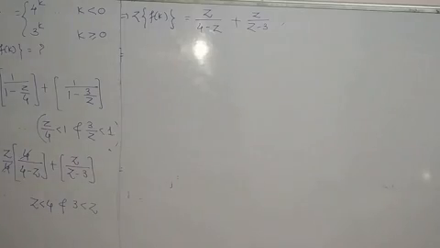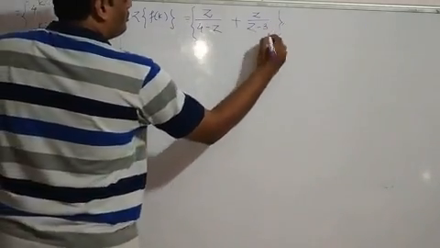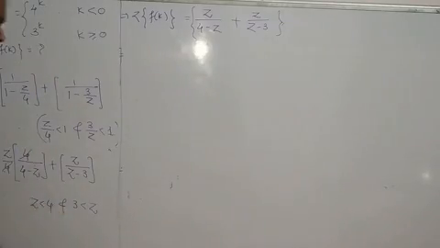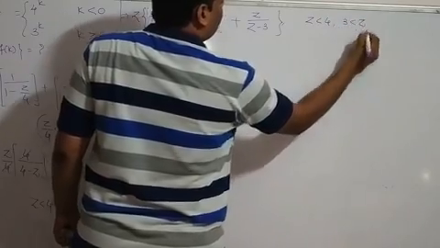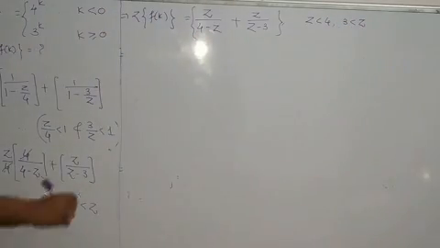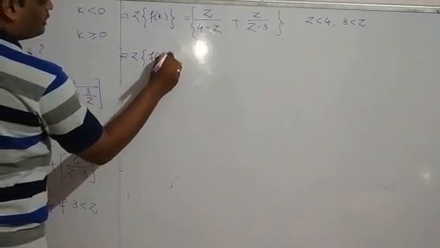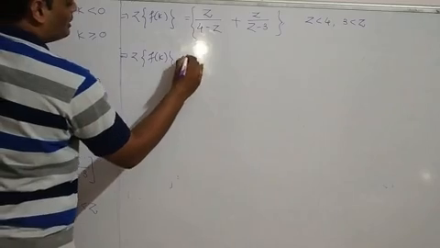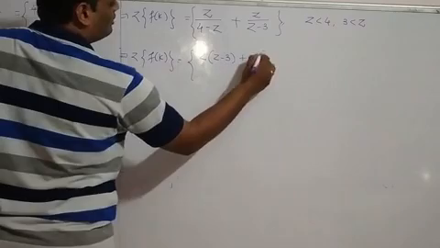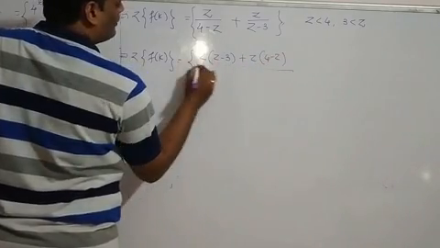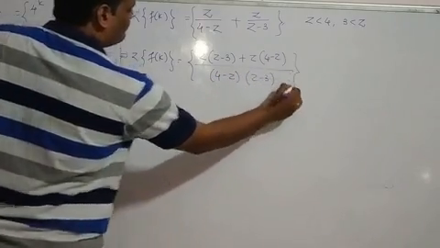And what is the radius of convergence? It is z is less than 4, 3 is less than z. Now make the denominator same. We will simplify it. What is Z of f of k? So do cross multiplication. You have z into z minus 3 plus z into 4 minus z, upon 4 minus z into z minus 3.